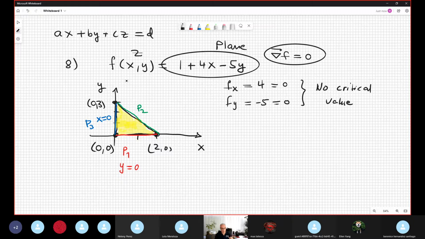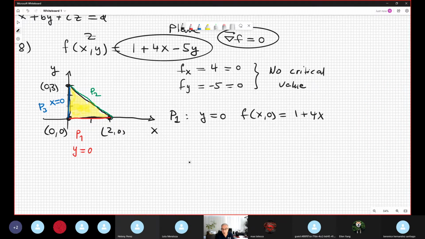Okay, nice. So I focus 100% on navigating the paths. Path number 1 is y equals 0. Substituting in the surface, x, 0. So it's 1 plus 4x. Cool? 1 plus 4x because y is 0. I like that way. I don't know if you like it. This is my way, no? I call it function 1 because it corresponds with path 1.